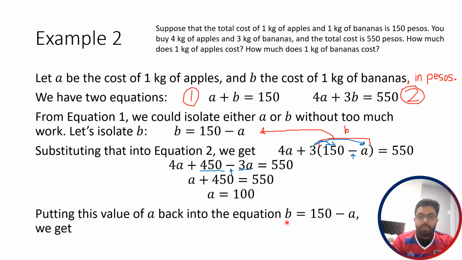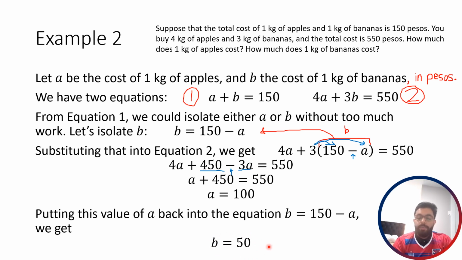So actually, instead of plugging it into A plus B equals 150, I'm plugging it into the version where we've isolated for B. That's going to be a little bit easier, save you some steps, because then it's just a very straightforward calculation to figure out what B is. So we get B equals 150 minus A, and we know that A is 100, so B is 150 minus 100, which is 50.